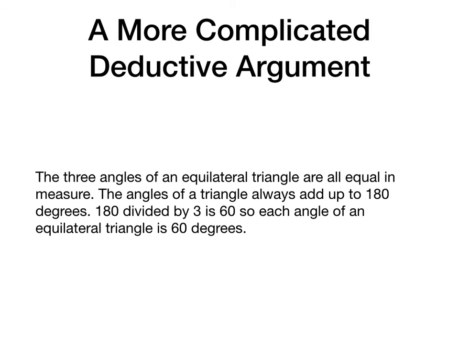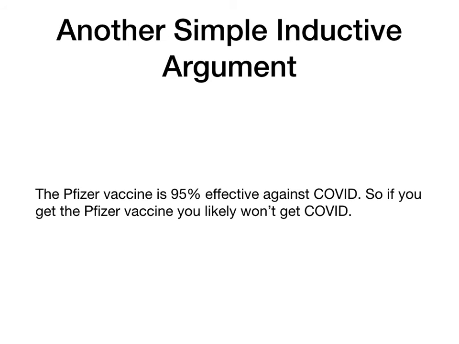Contrast this, especially with my triangle argument, right? If these premises are true, angles always add up to 180, these three are equal. Divide 180 by 3, you get 60. There's no way you can even imagine that these premises are true and the angles don't come out to 60 degrees each, right? No chance whatsoever that the premises are true and the conclusion is false. Even with good inductive arguments, there is always that chance that the premise is true and the conclusion false.